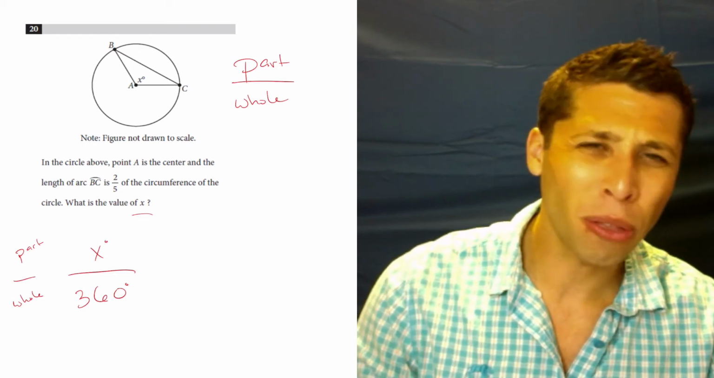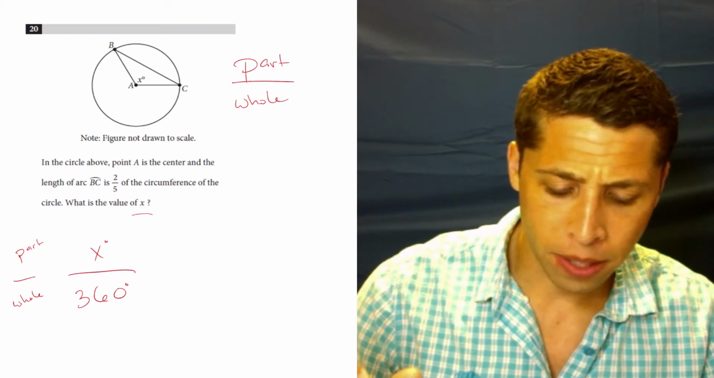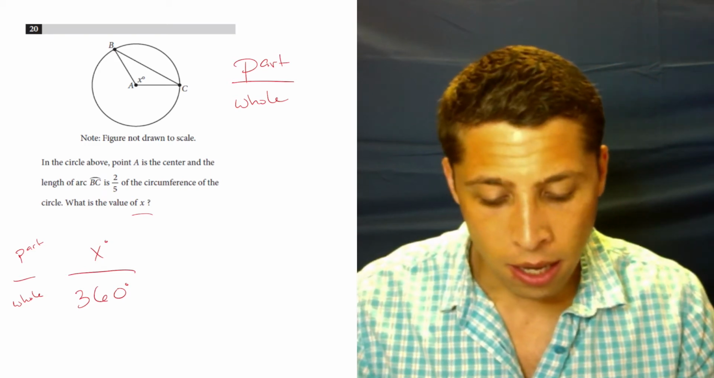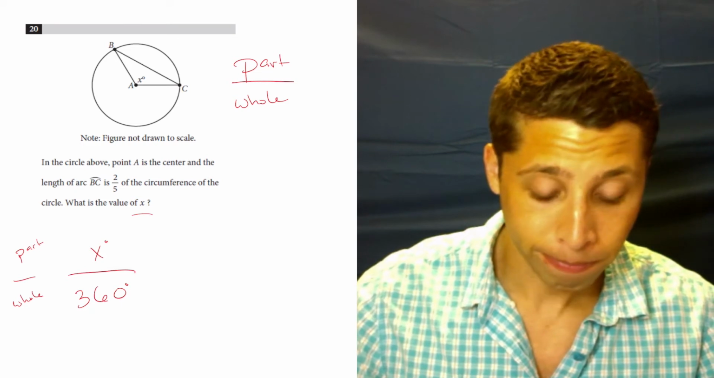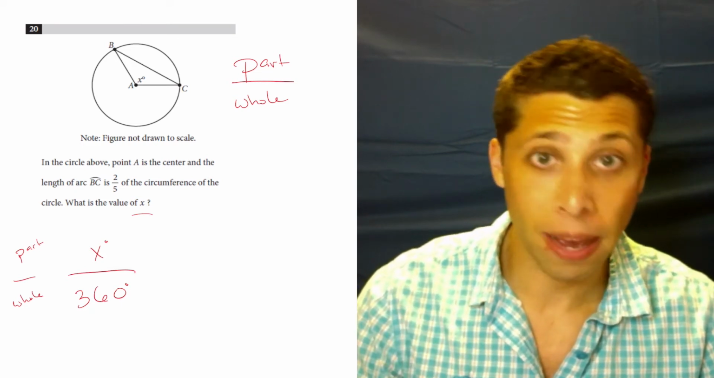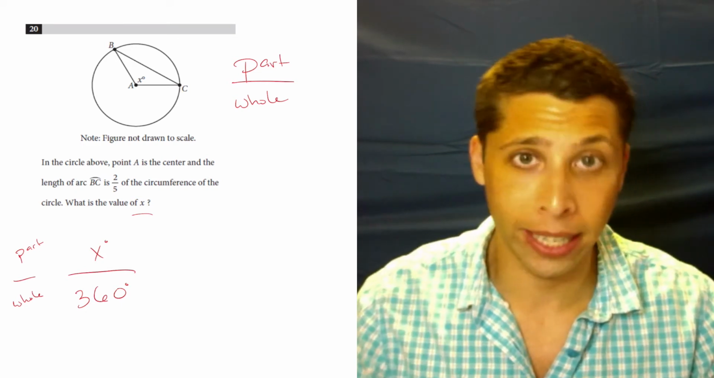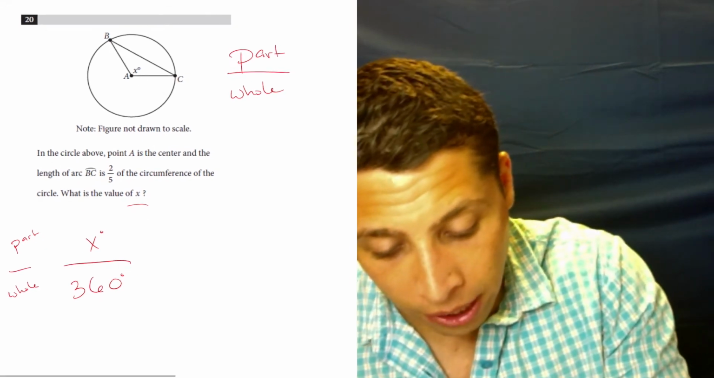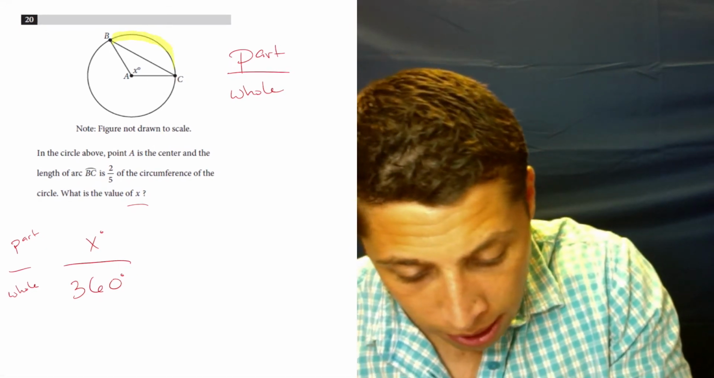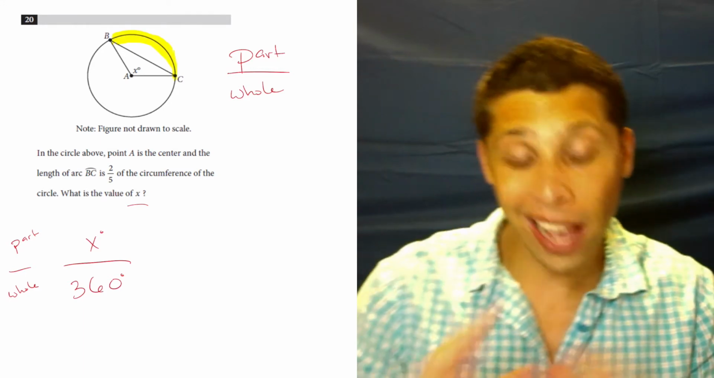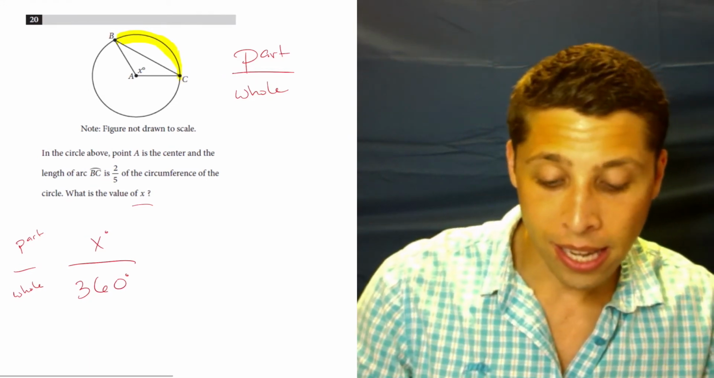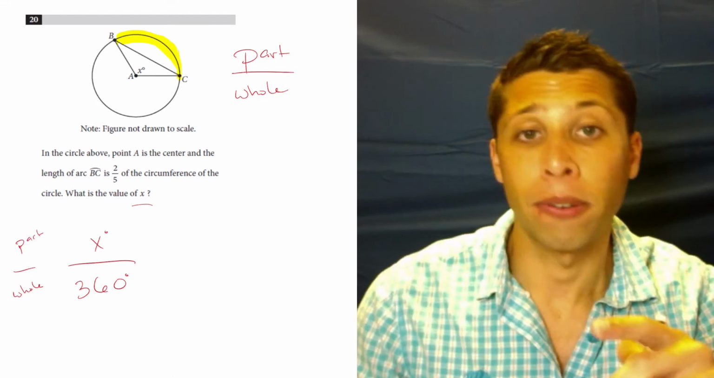The other part might throw people off though. The length of arc BC is 2/5 of the circumference of the circle. So there's a couple of ways to think about it just to wrap your head around it. The math is going to end up being the same. But what they're really saying is we want to know this part, right? This matches with our x, right? So that BC is 2/5 of the whole way around.